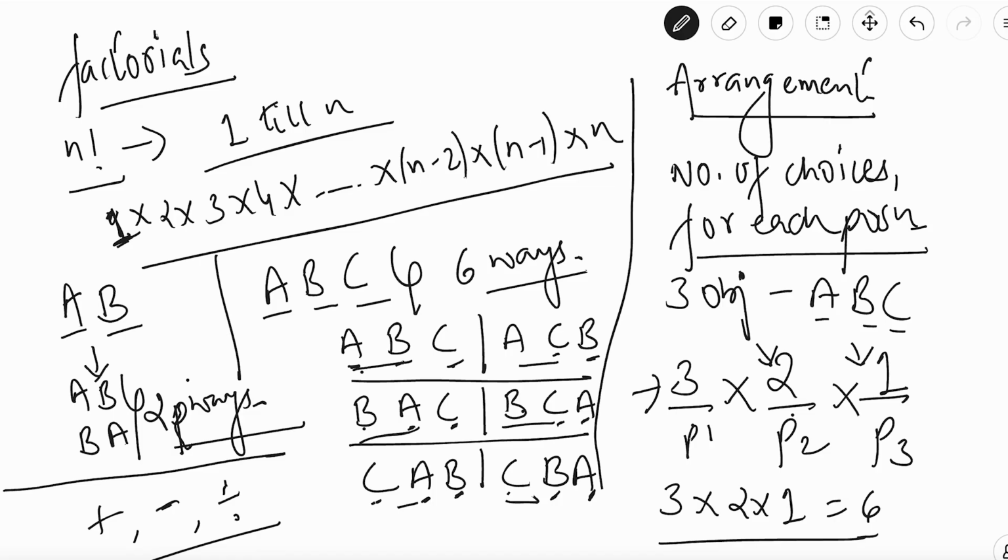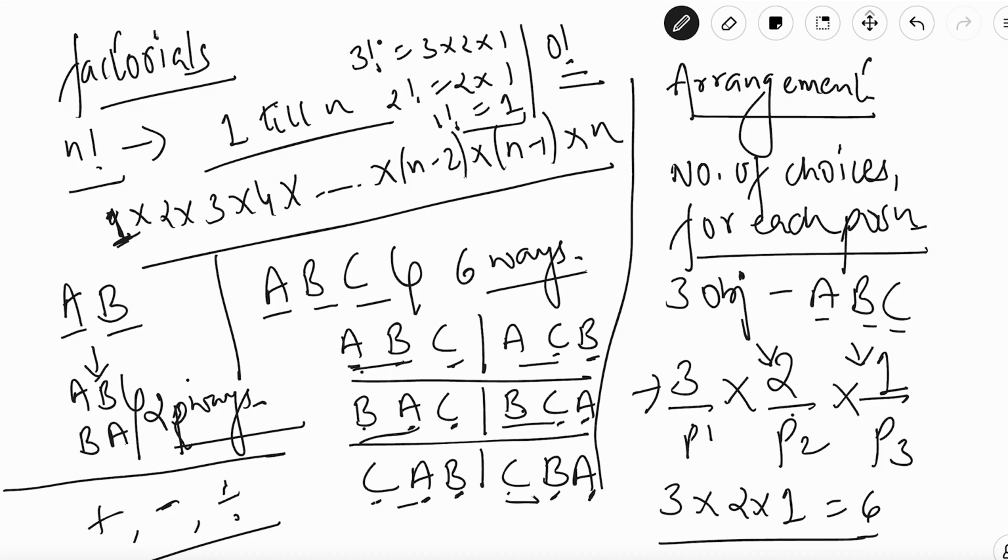Now there is one more thing that will be very helpful to us. Like we know 3 factorial is 3 into 2 into 1. 2 factorial is 2 into 1. 1 factorial is 1. It's okay till here. But what about 0 factorial?